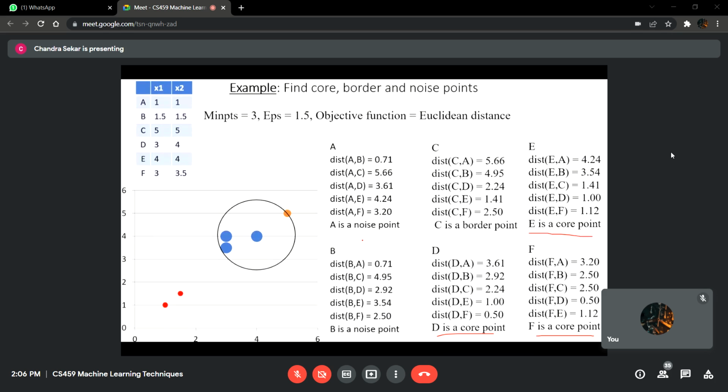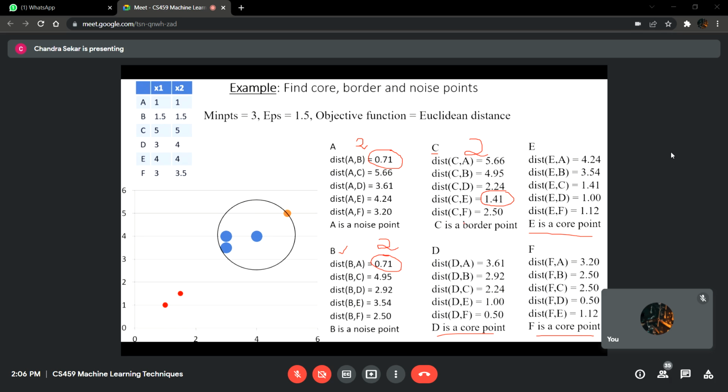Now, when it comes to A, C, and B, for A there is only 1 point, so 1 plus 1, only 2 points within the epsilon distance. And if you observe C, there is only 1 plus 1, so 2 points within the epsilon distance. And similarly for B also, only A and B will be within the epsilon distance, that is 2. So all these 3 points have only 2 points within the epsilon distance, so they don't satisfy the minimum of 3 required to be core points. Now we have to put them as either border point or noise point.